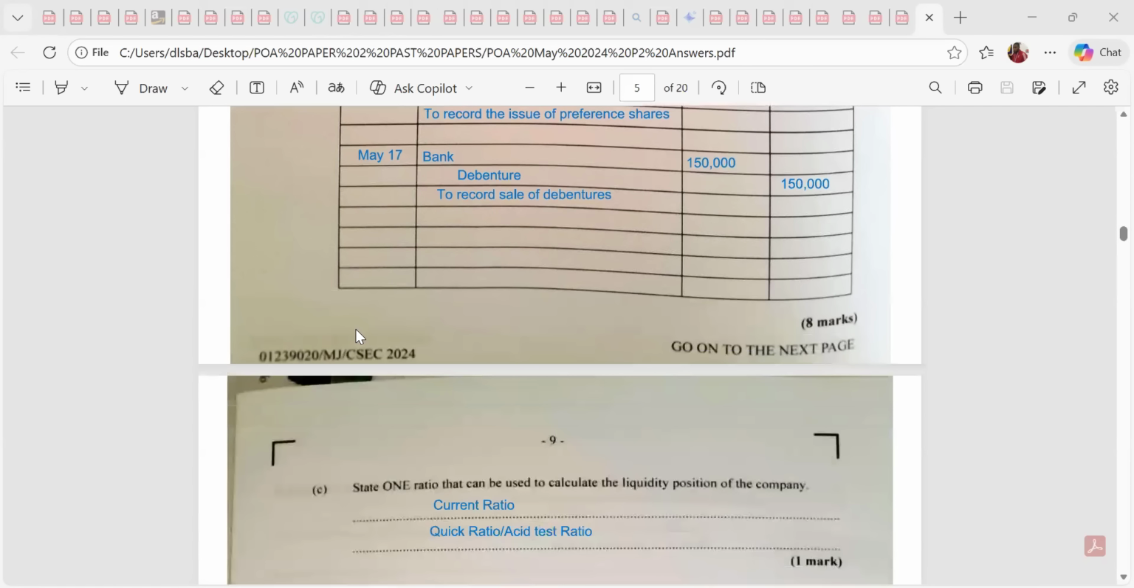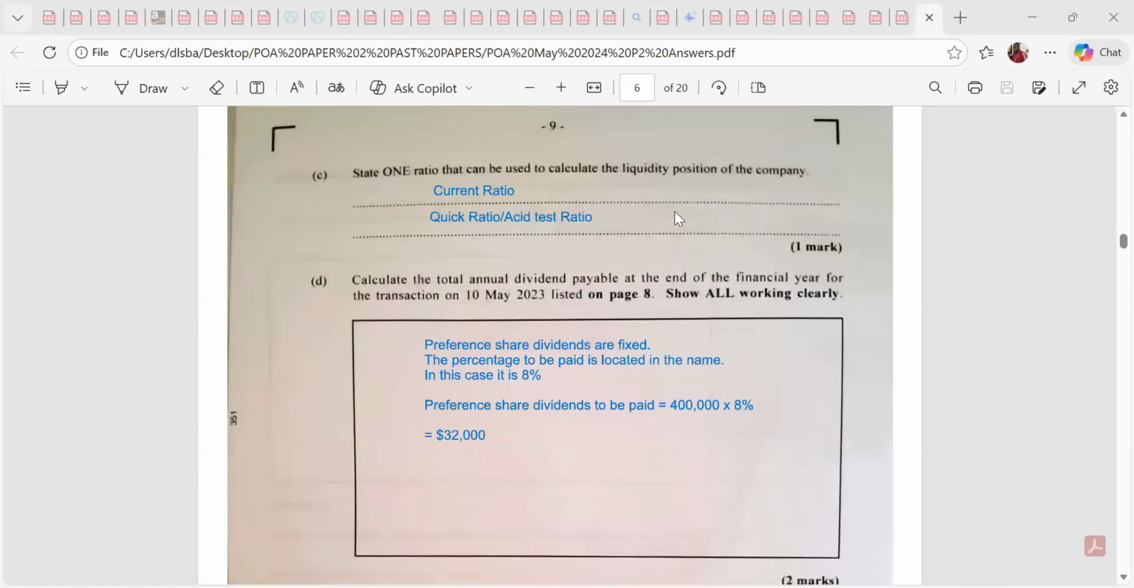Then it asks us to give one ratio that calculates the liquidity of the company. You could use working capital here, that would be accepted. You could use quick ratio, you could use current ratio, those will be accepted as well.